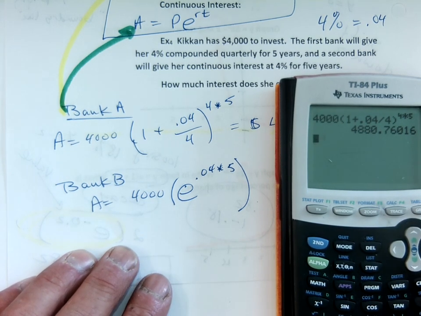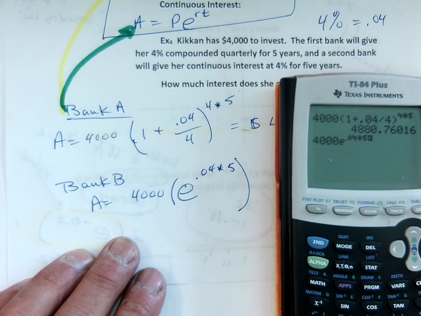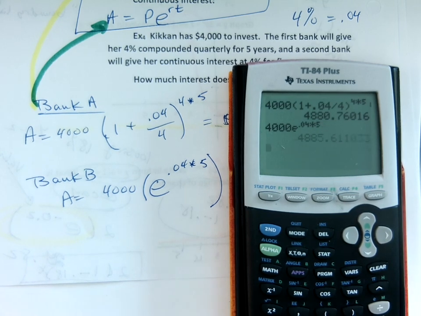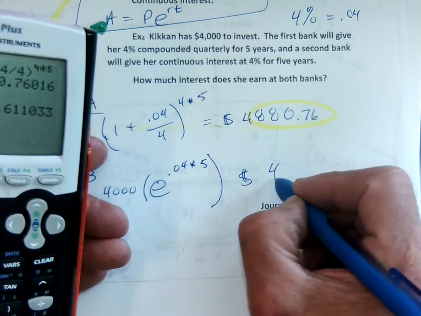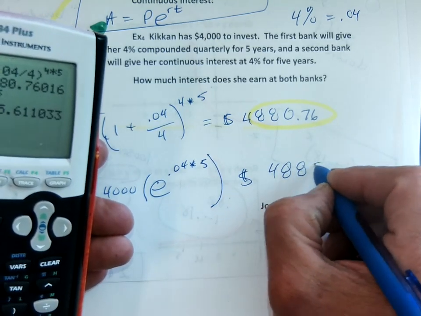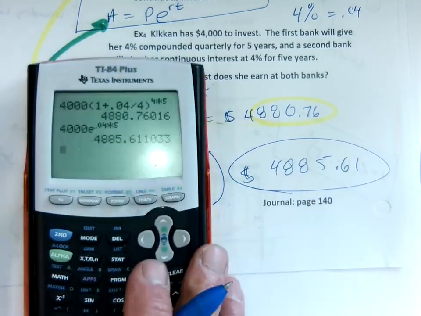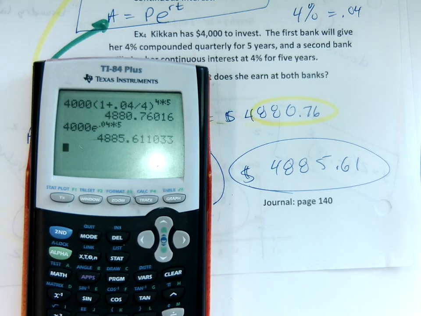So I'm going to go e. Oh, hold on, not yet. I want to go to the 4,000 first. 4,000 e to the 0.04 times 5. Okay, so let's put in my calculator. Push enter. And I get about $4,885.61. So not a whole lot more, but she still made more money by having it compounded continuously, right?